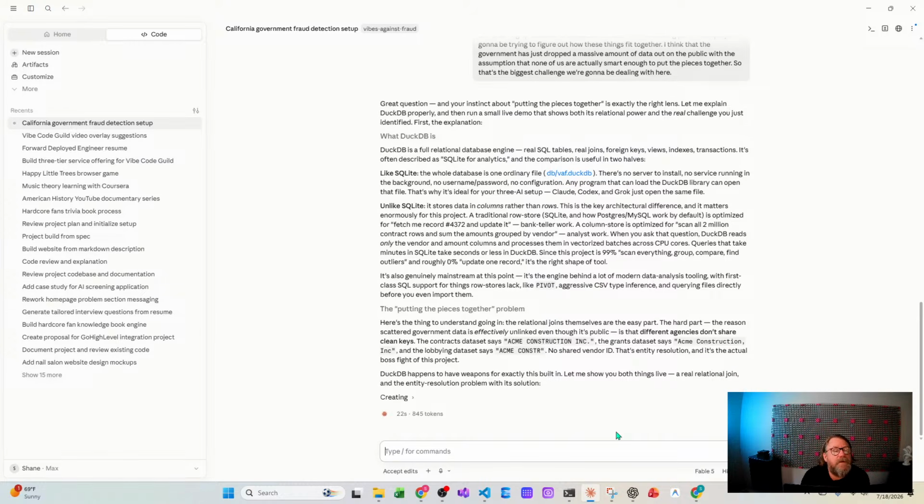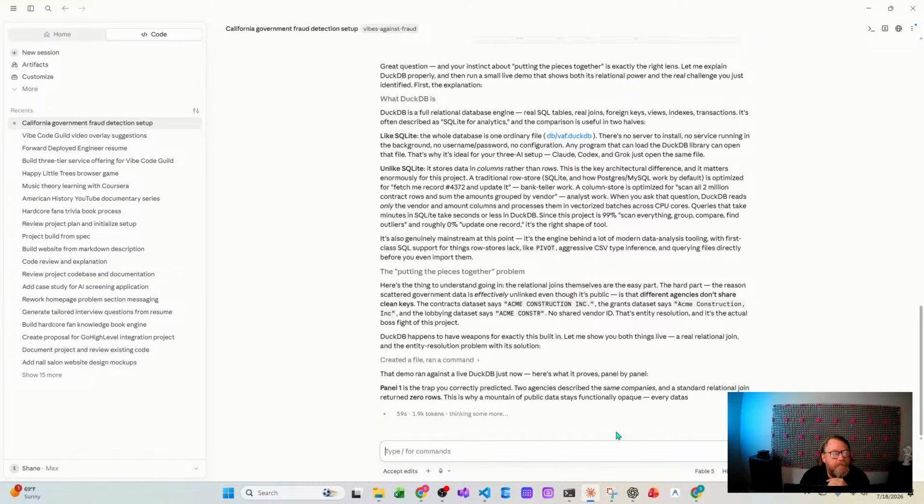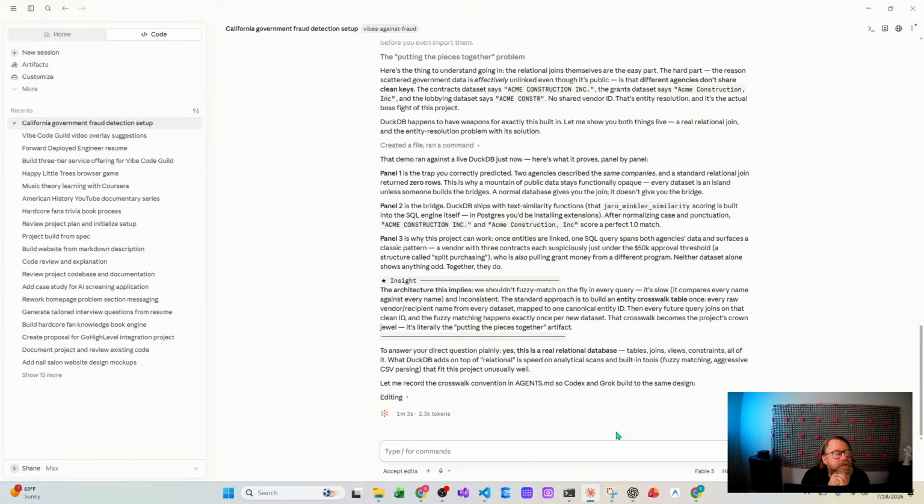Okay, so it's a full relational database with real SQL tables, good joins, foreign keys, etc. Stores data in columns instead of rows. That's weird. Says it's optimized for analyst work. Okay. So it's building a join example, trying to win me over on this DuckDB thing. Cool. All right, we'll use it. It's won me over.